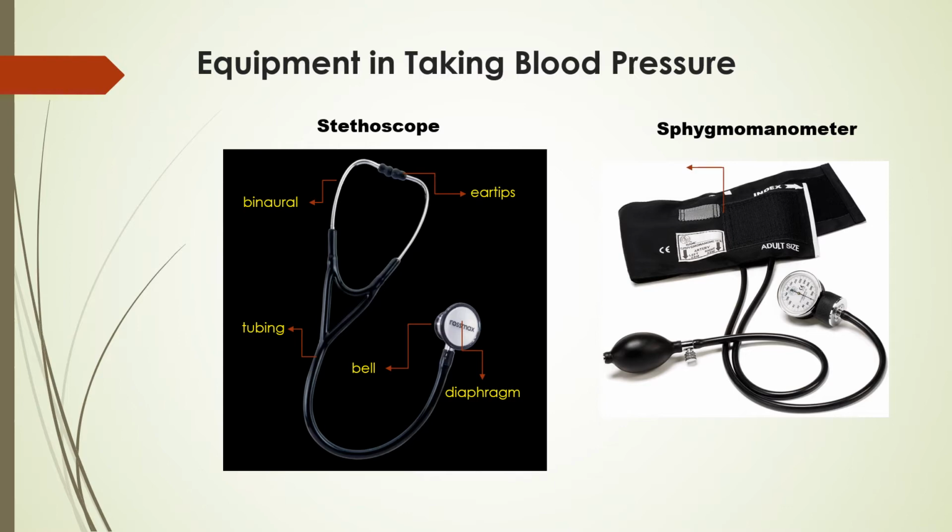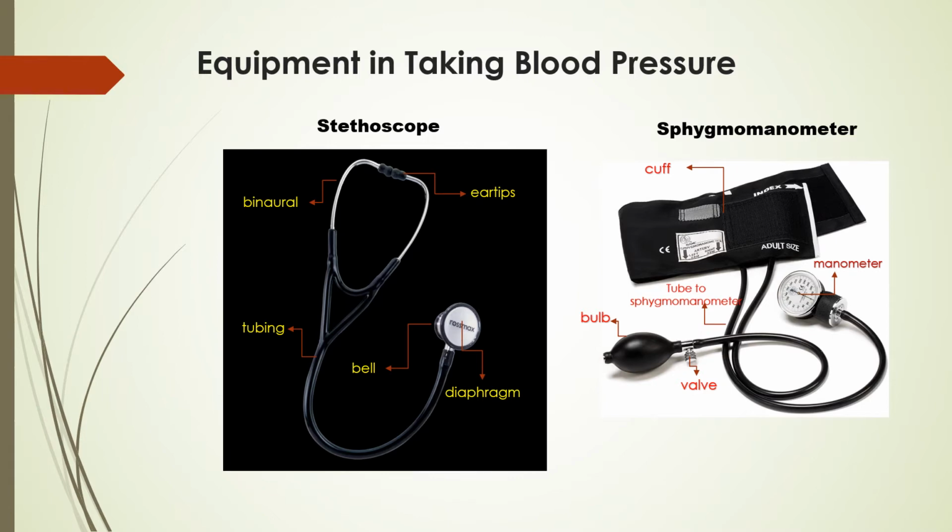We have the parts of the sphygmomanometer. This is the cuff. A cuff holds the bladder around the arm during the measurement. This is the tube. We also have the bulb, used to pump air into the cuff. This is the valve. It plays a vital role in getting an accurate measurement, and of course we have the manometer, used to measure the air pressure in millimeters of mercury.